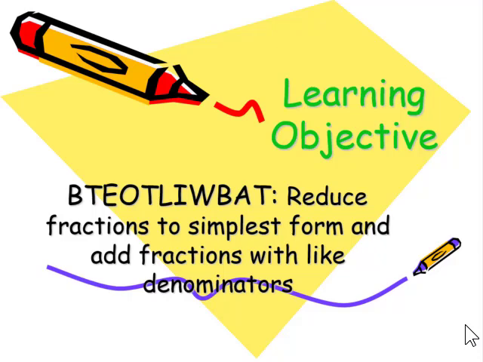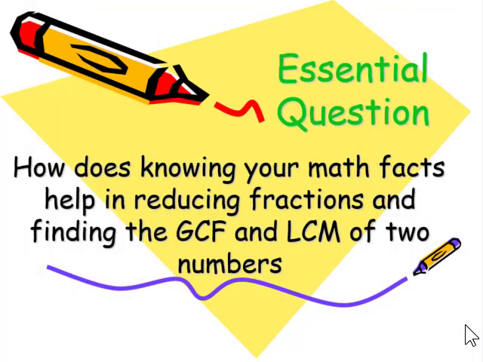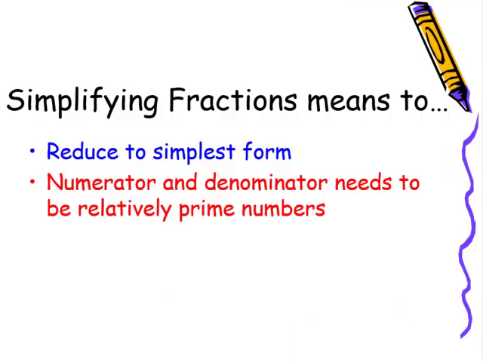Our learning objective for today: reduce fractions to simplest form and add fractions with like denominators. How does knowing your math facts help in reducing fractions and finding the GCF and LCM of two numbers? Simplifying fractions means to reduce to simplest form. Numerator and denominator need to be relatively prime.